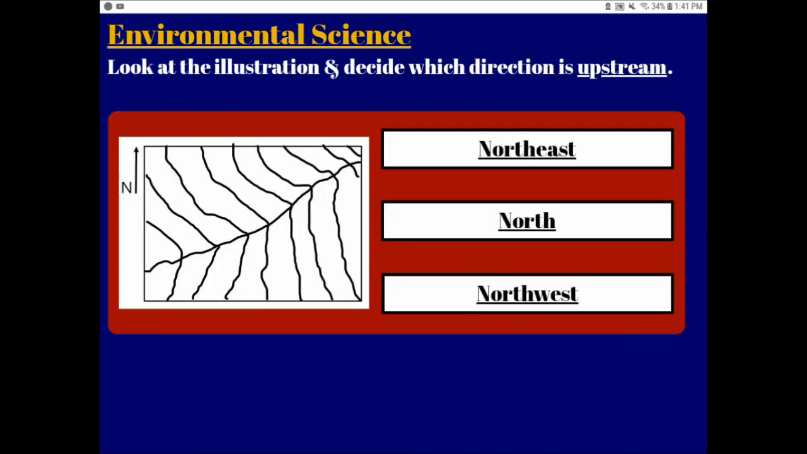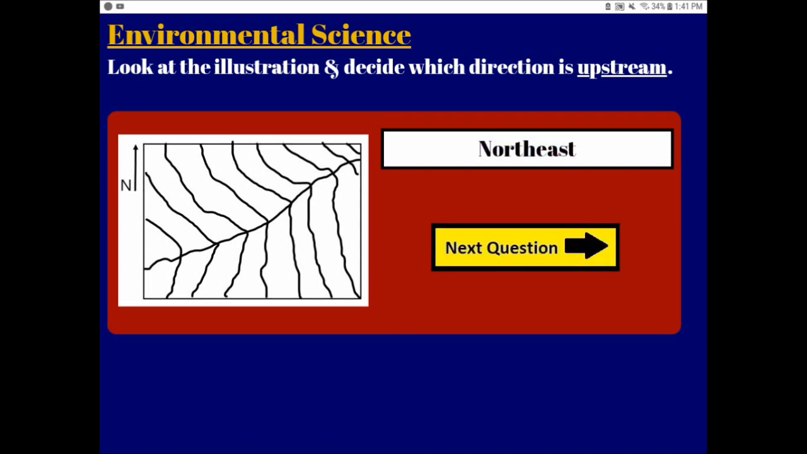Look at the illustration to decide which direction is upstream. Okay, we see where north is pointing. So the V points us to northeast.